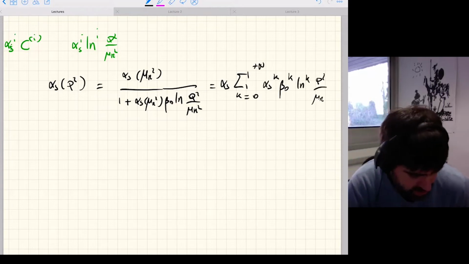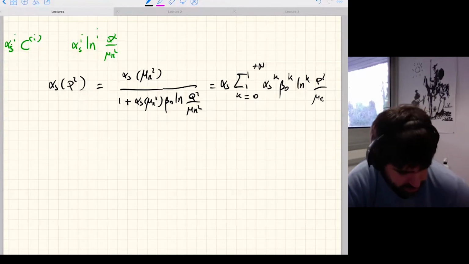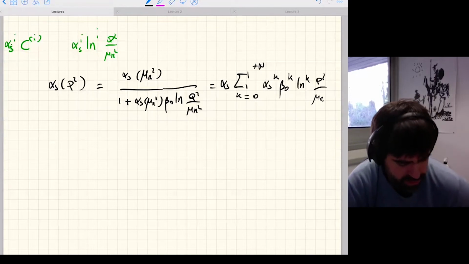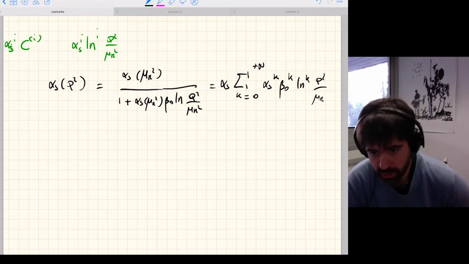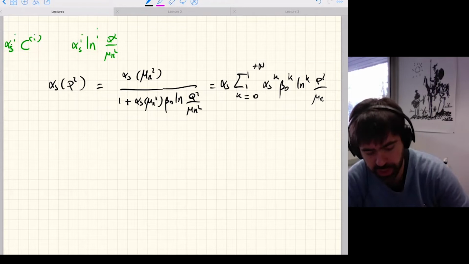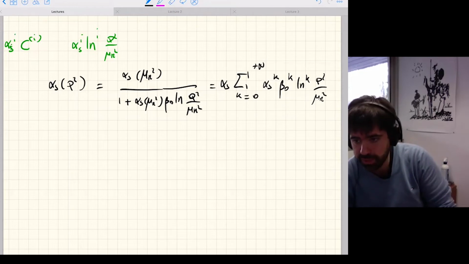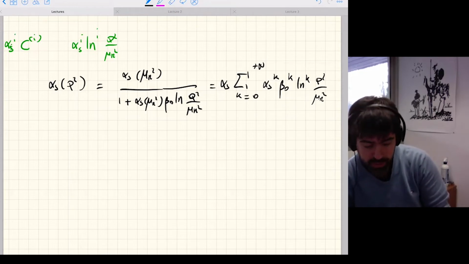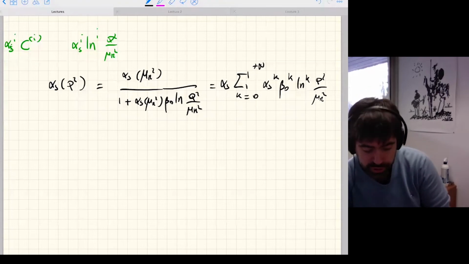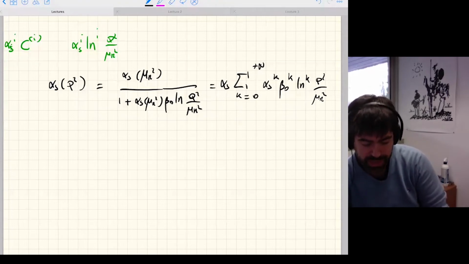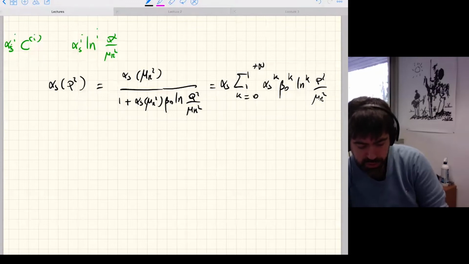So one way of describing this phenomenon is to say that by choosing mu r equals q squared, what we do is that we resum in the running coupling all the potentially large logarithmic corrections q squared over mu r squared. By using the running coupling, what we are effectively doing is accounting, to all orders in perturbation theory, for contributions of the form alpha s beta naught log of q squared over mu squared to some power.